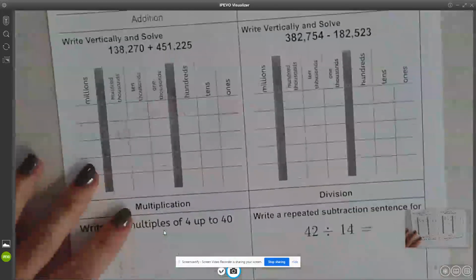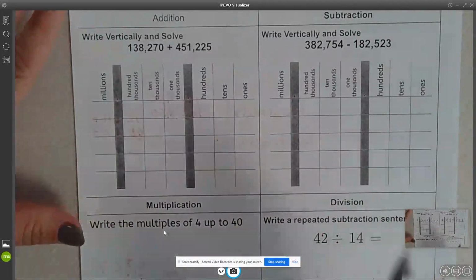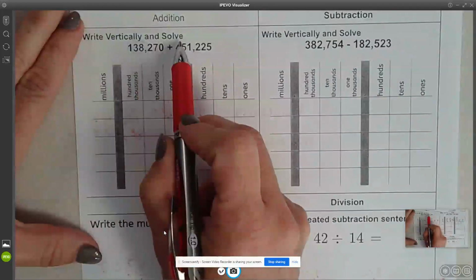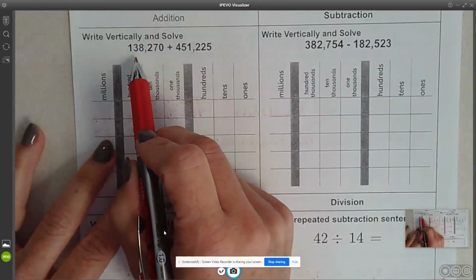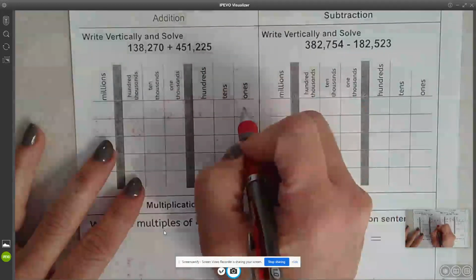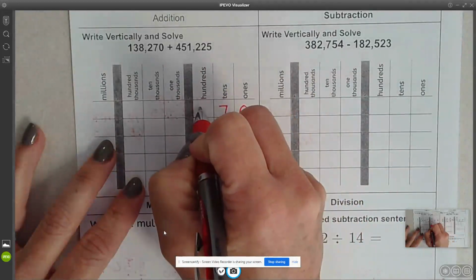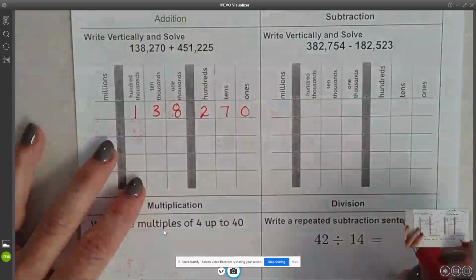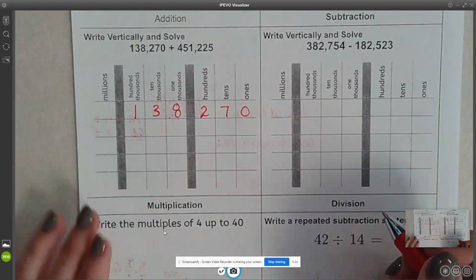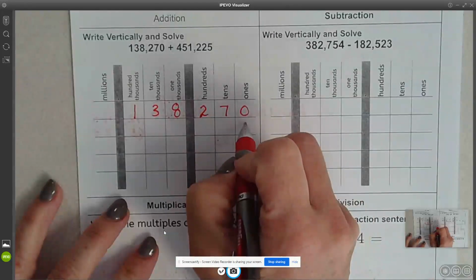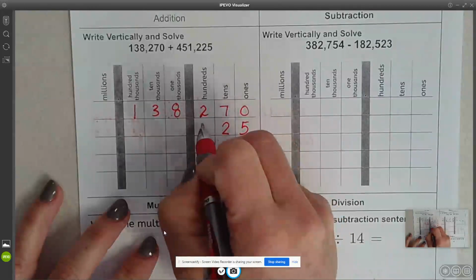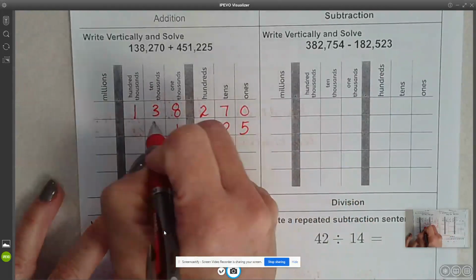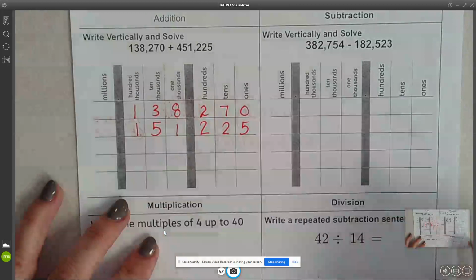Okay. All right. Now let's look at our spiral review. Our directions are in our addition block to write vertically and solve. Remember on Friday, we wrote our numbers in this place value chart. All this is a way to help us organize our numbers, keep them in columns based on their value. So now I'm going to put 451,225 here. And I always like to start with the ones place to ensure I get everything lined up.